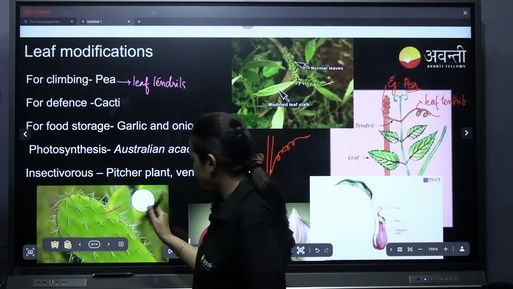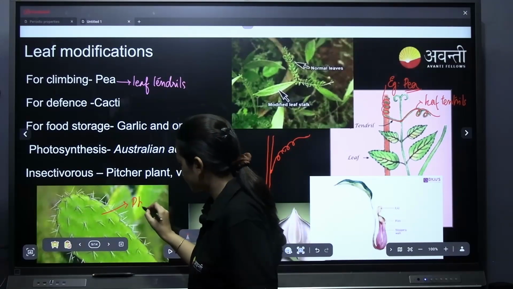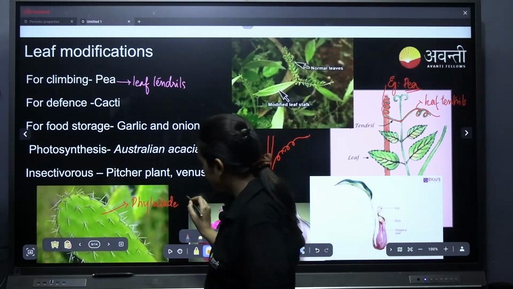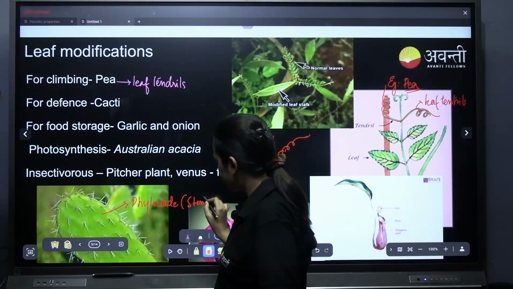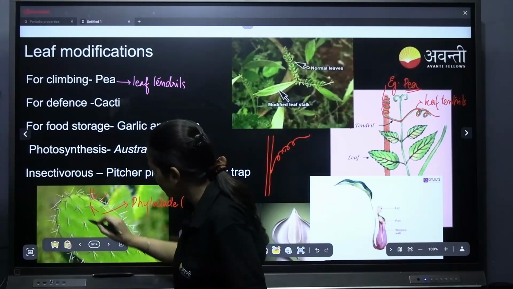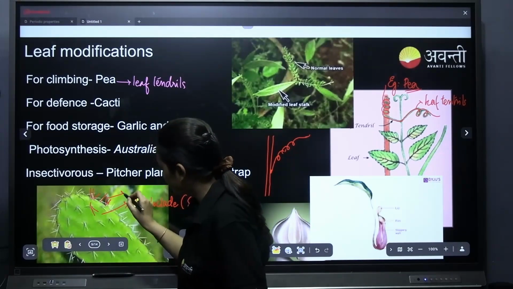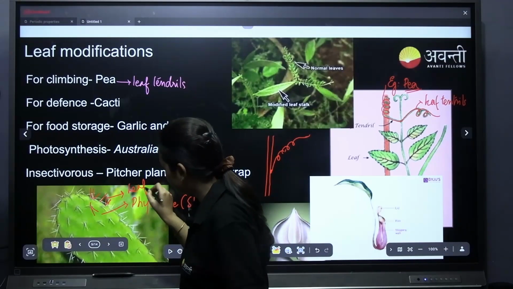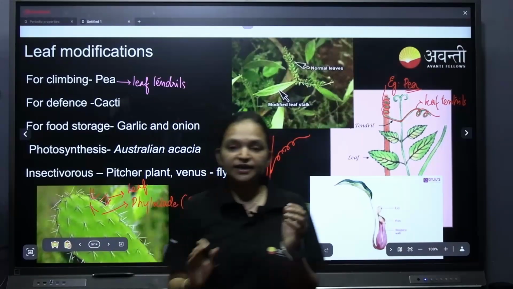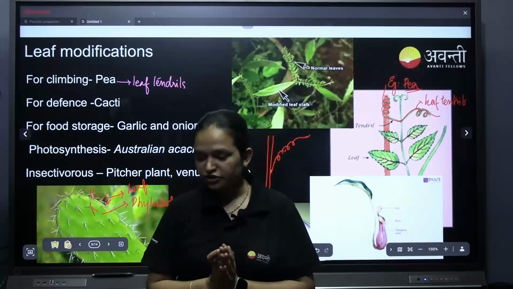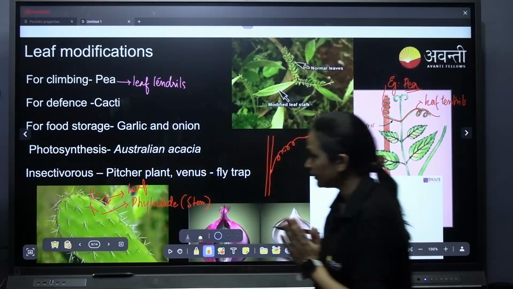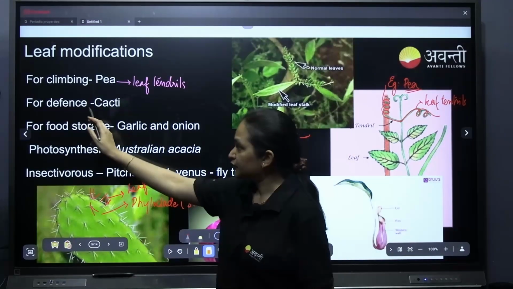One second. Phylloclade. This is stem. The green part is stem modification, and the spines, you can see the spines. This is leaf. Leaf is modified as spines. The spines is a leaf modification and that phylloclade is a stem modification. Don't get confused in this. I hope you have understood it. And that is for defense.